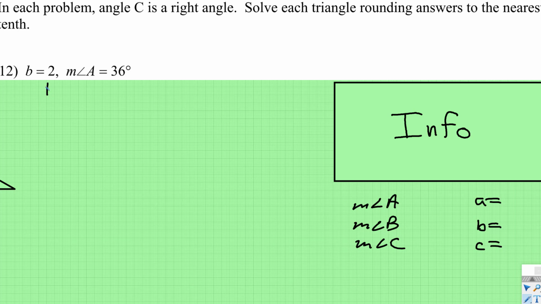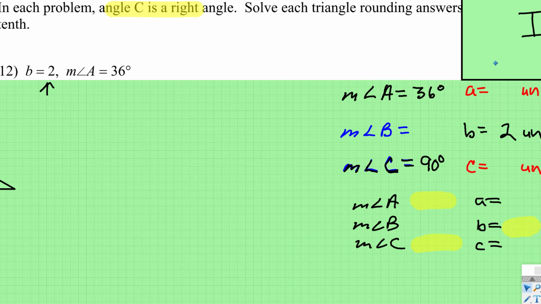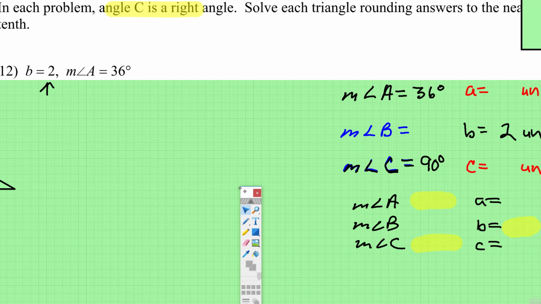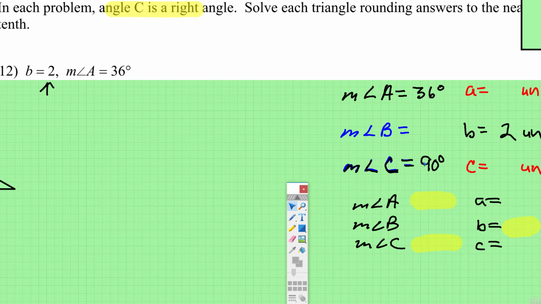And then you take this information. Well, that's side B, so we know that, that's angle A right there, and we know that angle C is a right angle. And so I went ahead and put all of that. And remember, when you're talking about triangles, the sides, if a label isn't given, give it units. Well, as you can see right here, we know two of the angles.